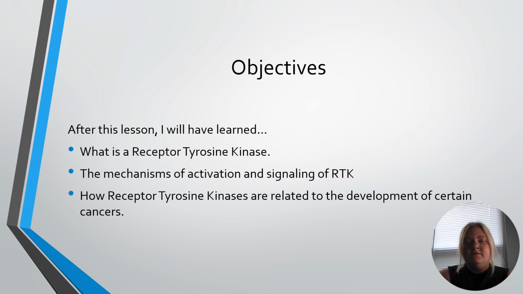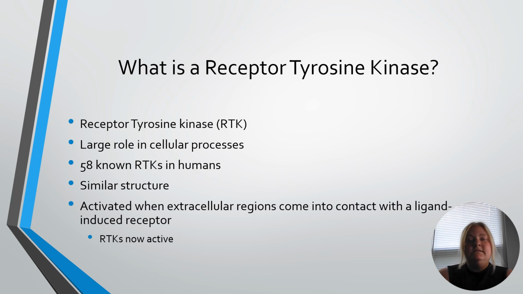So our objectives for this lesson: after this lesson, I will have learned what a receptor tyrosine kinase is, the mechanism of activation and signaling of RTK, and how receptor tyrosine kinases are related to the development of certain cancers. So what is a receptor tyrosine kinase? RTK has a role in the cellular process, including growth, motility, differentiation, and metabolism of cells.